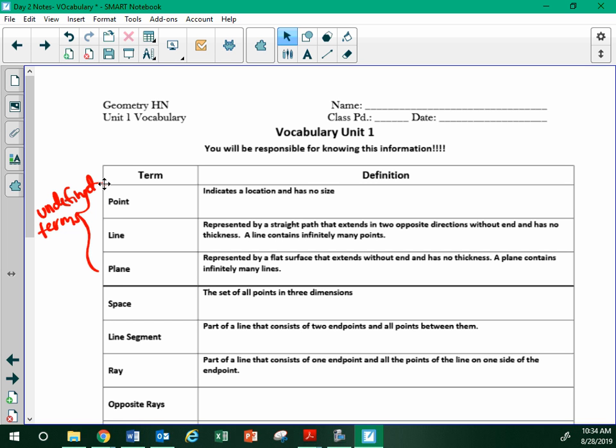I could have a point right here. I could have a point on the board. I could have a line on the board, but I could also have a line just right here. So we're talking about pretty much everywhere. We're in 3 dimensions. So let's talk about what a point is.